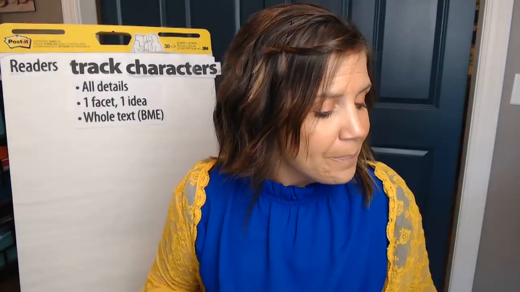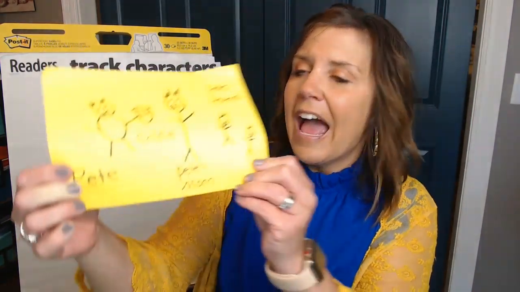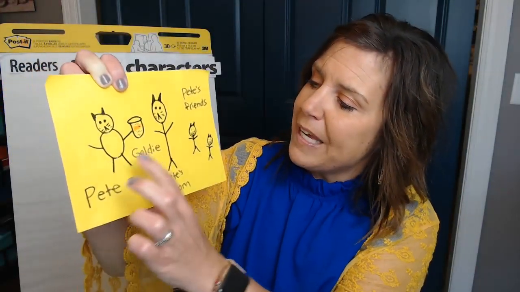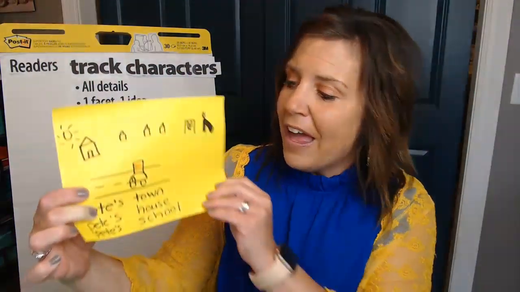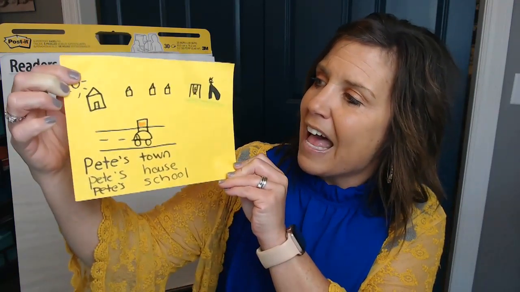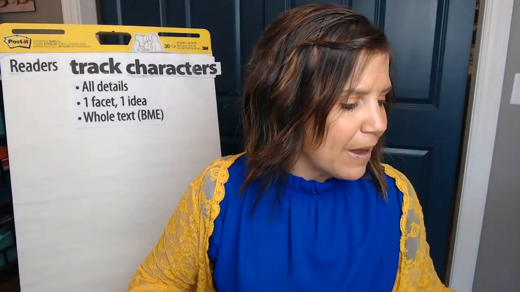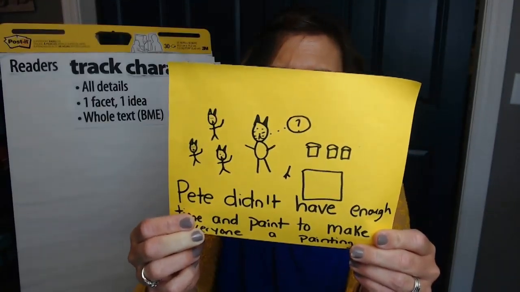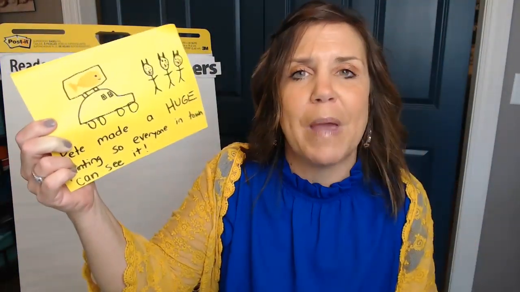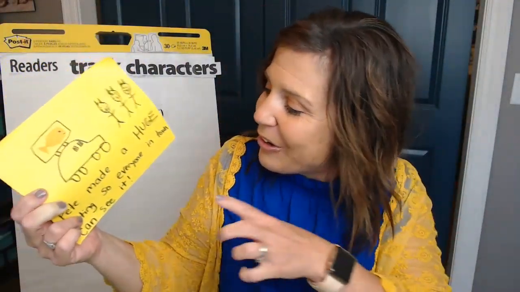Okay, and so a couple of lessons ago, when we were talking about retelling, we were talking about Pete the cat, remember? And we looked at all the characters in Pete the cat. We talked about there's Pete and Goldie and Pete's mom and Pete's friends. And then we looked at the setting, that it was in Pete's town and in his house and at his school. And we talked about his problem. He didn't have enough paint or time to make everyone a painting. That was his problem. And then it got solved because he made a huge painting so everyone in the whole town could see it. Okay, so that's how we retold it.